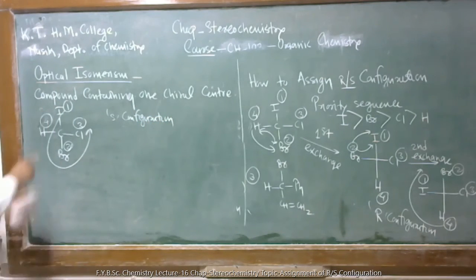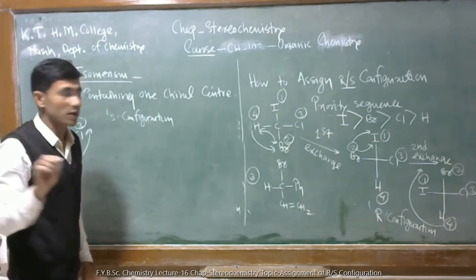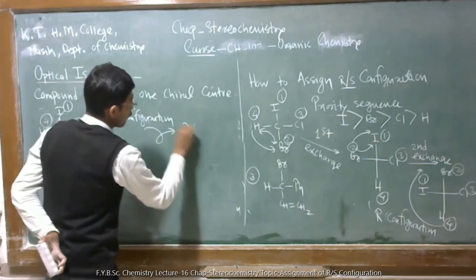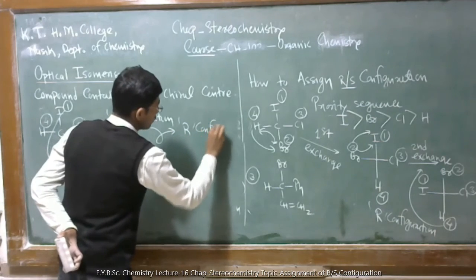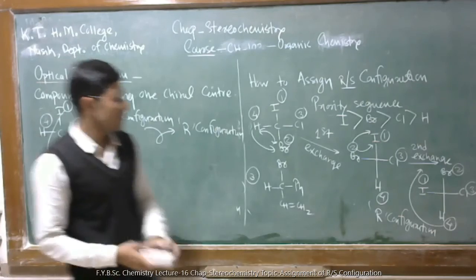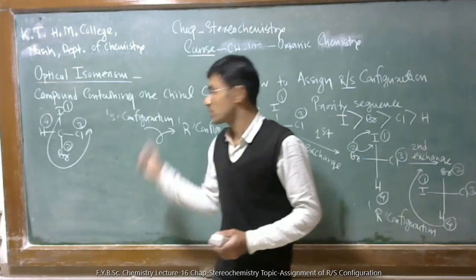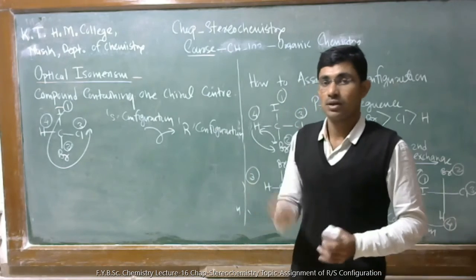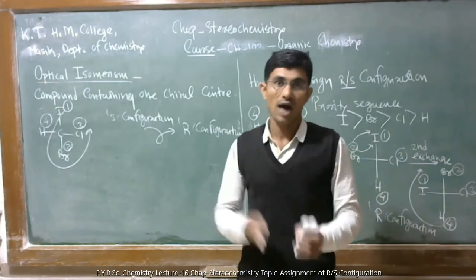But here, when the lowest priority group is at the bottom, that time we have to invert this configuration, and our configuration is the R configuration. So by both methods, we get the same answer, the R configuration. So this is example number 2. In this way, you have to solve by any method whether the configuration is R or S.